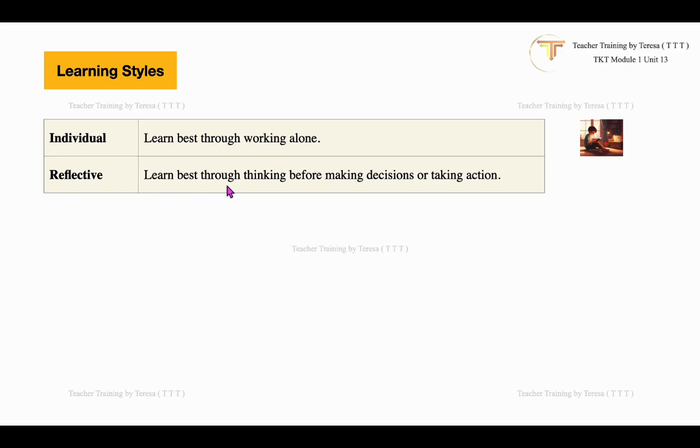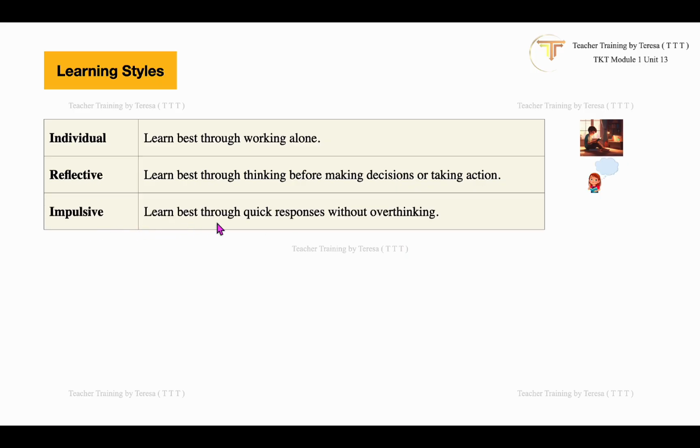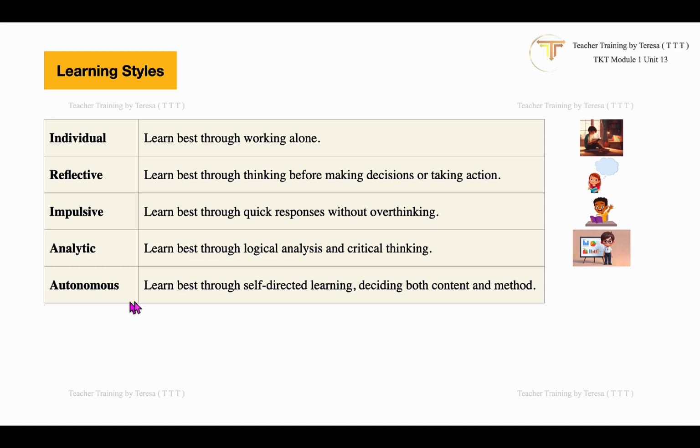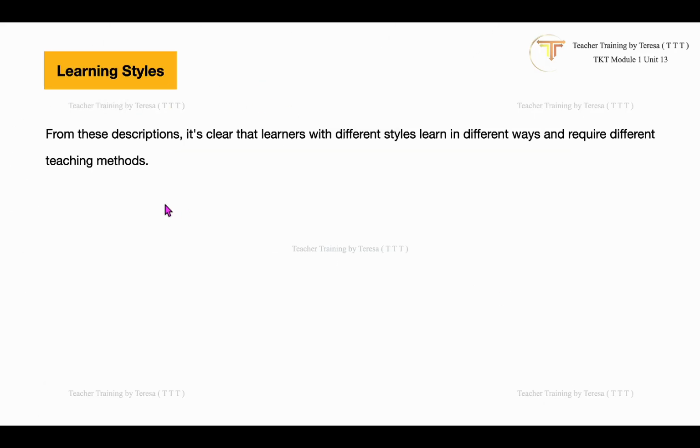Reflective, learn best through thinking before making decisions or taking action. Impulsive, learn best through quick responses without overthinking. Analytic, learn best through logical analysis and critical thinking. Autonomous, learn best through self-directed learning, deciding both content and method. From these descriptions, it's clear that learners with different styles learn in different ways, and require different teaching methods.